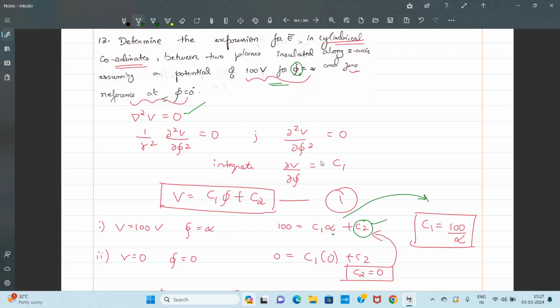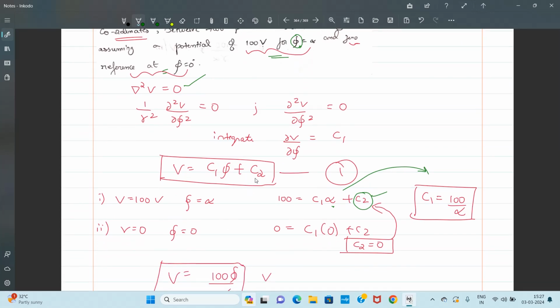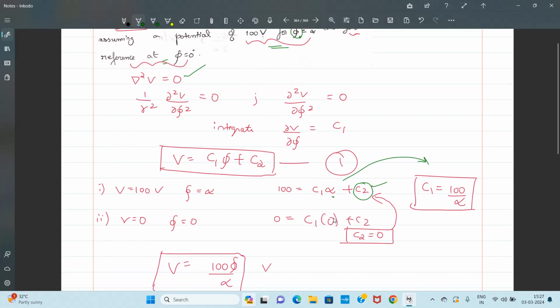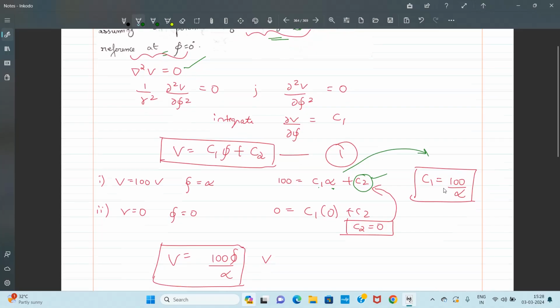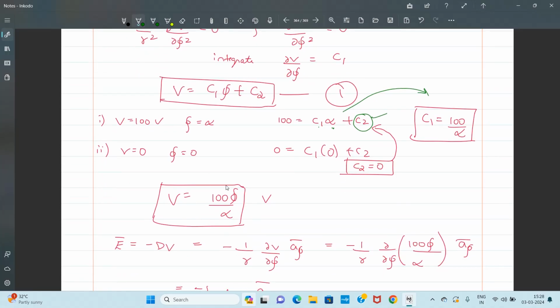Okay, so you can pause the video and check the steps here, how it is done. Once you get this main equation for V, whatever initial conditions are given, use those initial conditions to find the C1, C2 values. Okay, so if I use V equal to 0, phi equal to 0, I will get C2 as 0. And when I make V equal to 100 and phi equal to alpha in this, since C2 is 0, I'll get C1 as 100 by alpha. So these values are substituted back in the main equation and that gives me the potential answer.